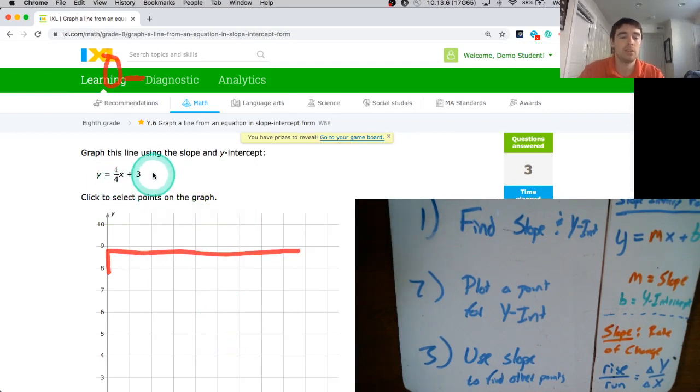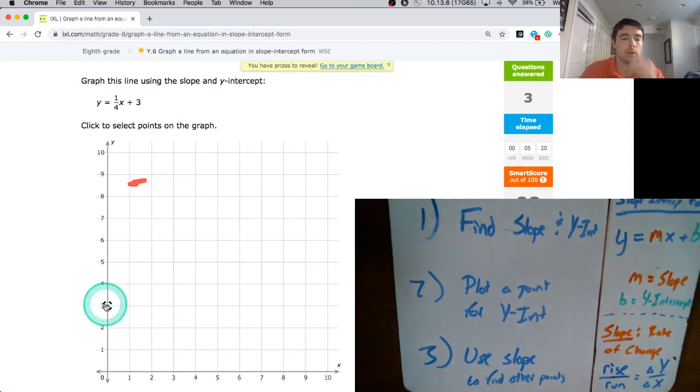Here we have the new equation, y equals 1/4 x plus 3. So our y-intercept, the thing I'm underlining right now, is that positive 3. So I'll plot a point for the positive 3. And then also the slope is 1/4. The coefficient of x that I'm circling right now represents the slope. So I'm going to use that slope of 1/4 to go up by 1 and right by 4. And now I have the new line I need.